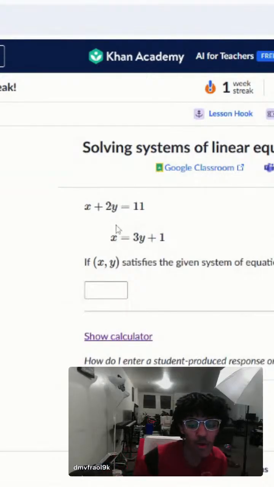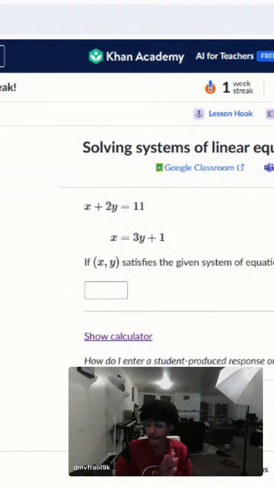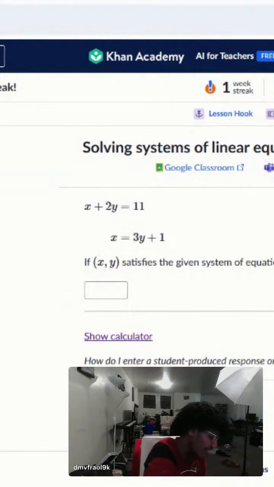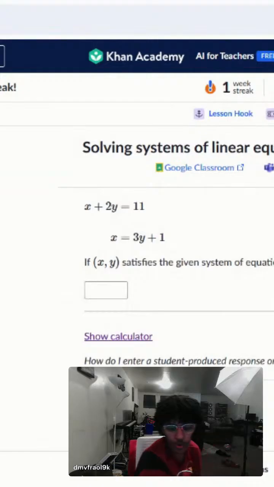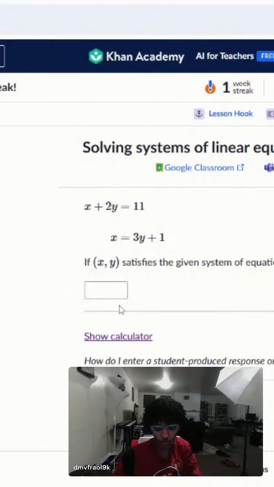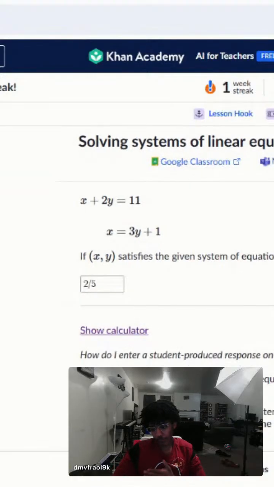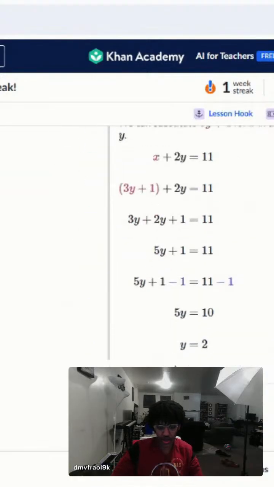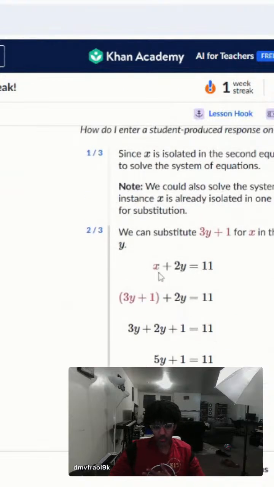Wait, 3 plus y plus y is... y plus y is x squared plus 3y plus, no, 2 plus 3 is 5y. Oh! No! Okay.